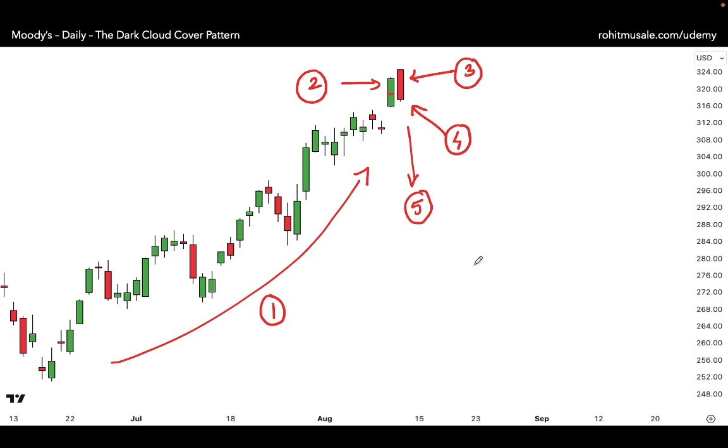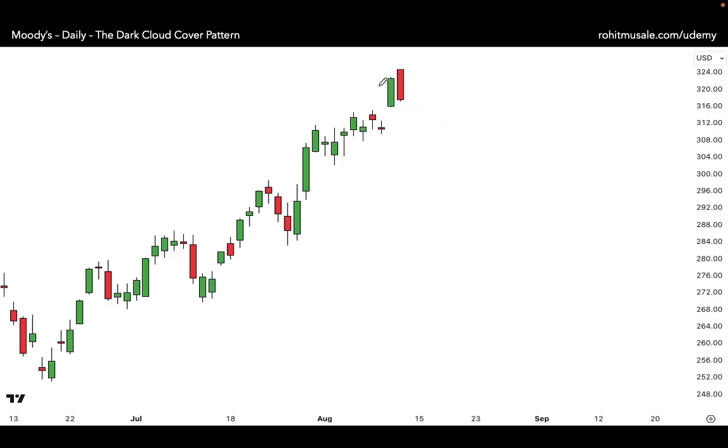Again, in bearish engulfing patterns, shadows do not matter, but in dark cloud cover, shadows matter because let's say this candle had a shadow like this. Okay, the opening is not above the high of the prior candle. So this is not a perfect dark cloud cover. That would be a variation of a dark cloud cover. But here in this case, it's a perfect dark cloud cover.